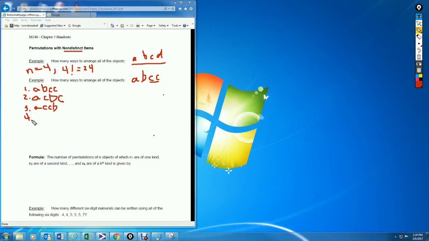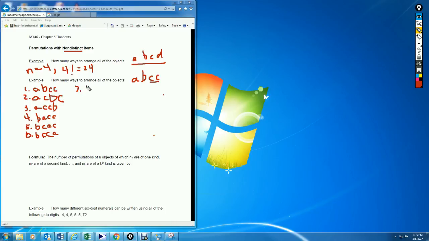All right, so let's switch. Let's go with B in front. So let's go B, A, C, and C. Okay, and then let's keep B in front. And let's do B, C, A, C. And then still keeping B in front, let's do B, C, C, A. All right, so there's no other ways to do it with B in front.